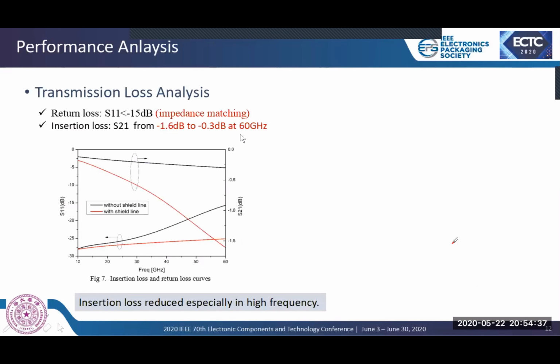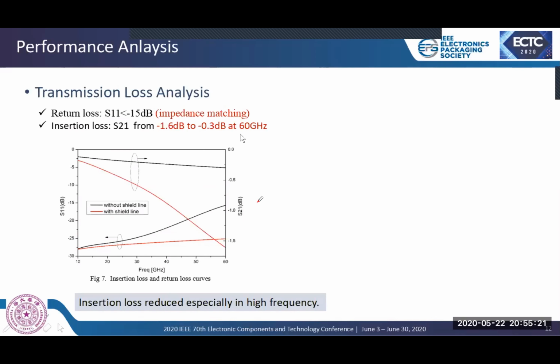Next, let's see the performance of this structure. First, transmission loss analysis. Return loss and insertion loss are essential electrical properties in transmission line performance analysis. In Figure 7, the usual coplanar waveguide is black, and the red is coplanar waveguide with shield line. The left ordinate shows the return loss. It shows that both models are below -15 dB in the frequency range from 10 GHz to 60 GHz. This indicates the impedance of the designed transmission line is close to 50 ohm.